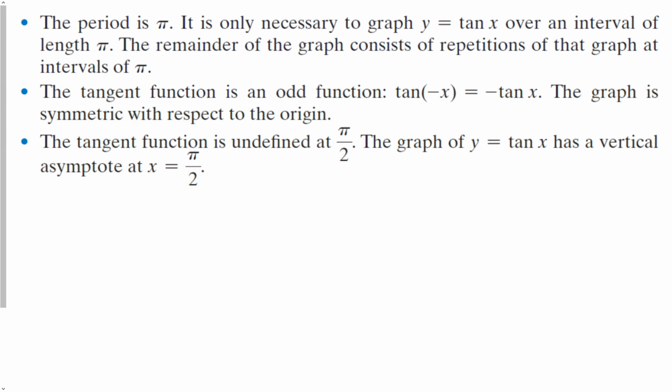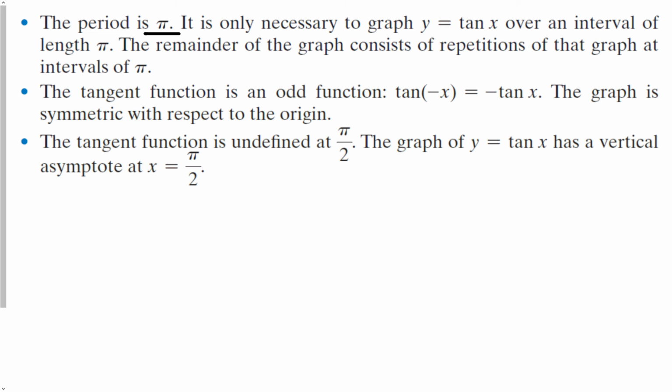So the period is now pi, because if you remember, the tangent function repeated itself in the first and the third quadrant, right? In the first quadrant, the tangent was positive. Second, it went to negative. Third quadrant, it went back to positive, and then negative, and then positive, and then negative. So it repeated itself every pi instead of every 2 pi. So that means it's only necessary to graph the tangent over an interval of pi, and then it's just repetitions.